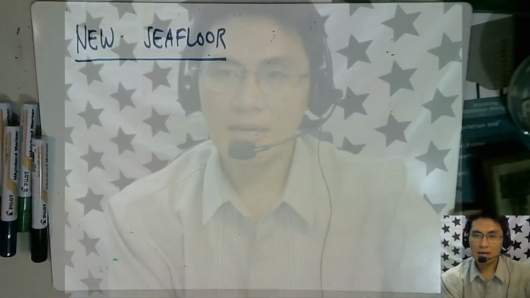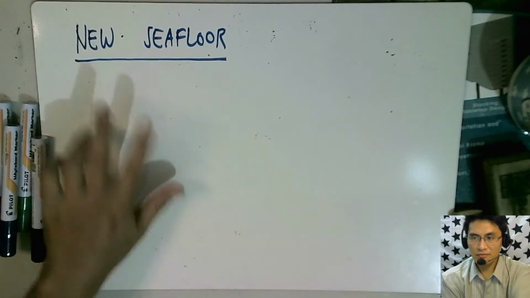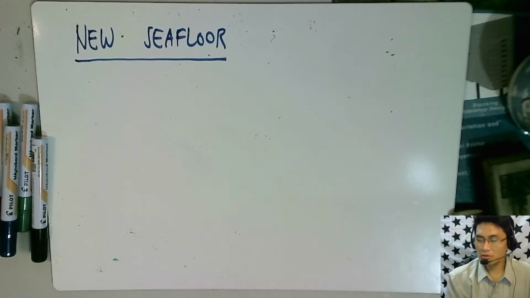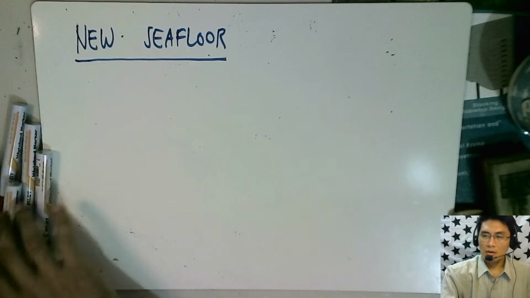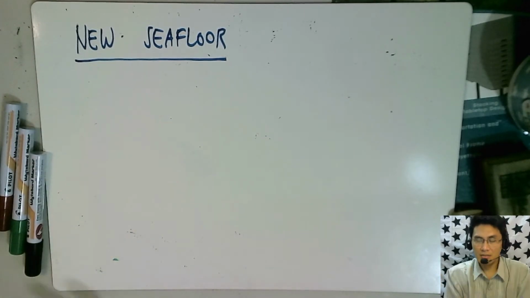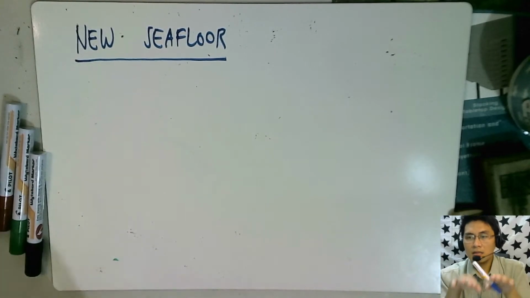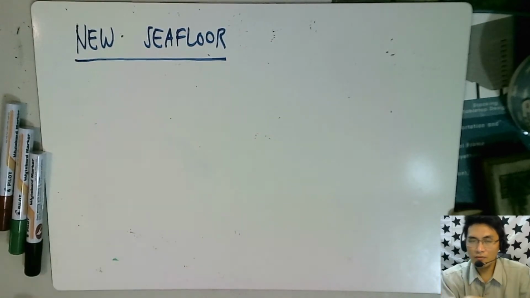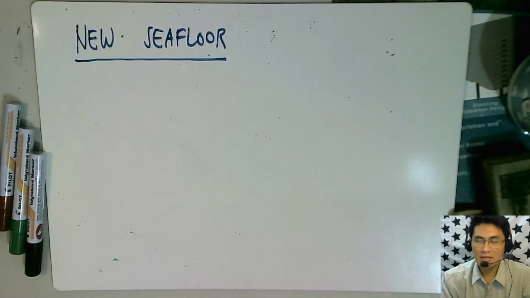Hi, in this video we are going to be looking at how new seafloor, or new crust, is formed. From last time we talked about rift valleys developing in continental plates and oceanic ridges that form on the ocean floor, right?